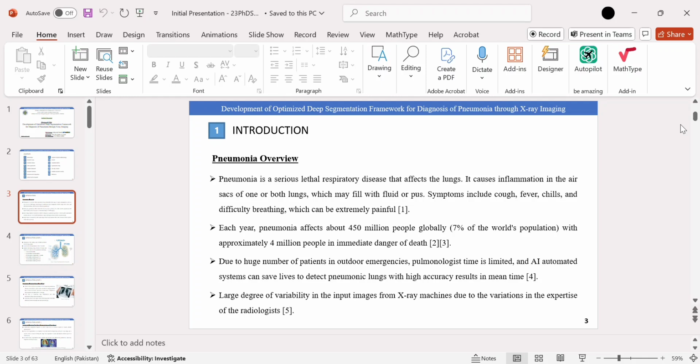Especially in low resource settings where patients are waiting in outdoor emergencies and doctors are limited, with variability in expertise and probability of human errors. Therefore, automating pneumonia detection is the goal.